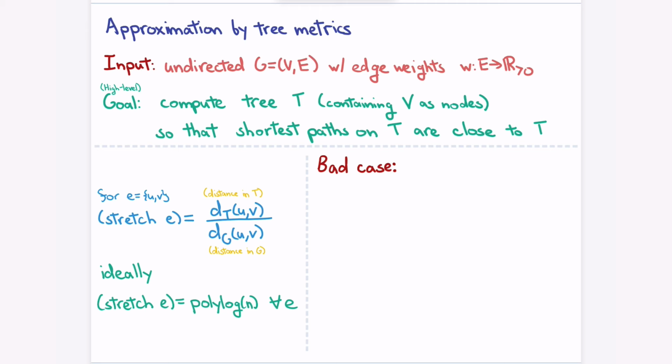A complete graph? Okay, so if you had a complete graph, let me draw a small complete graph. Okay, so an unweighted complete graph, everyone has distance 1. What would be a good spanning tree for this?